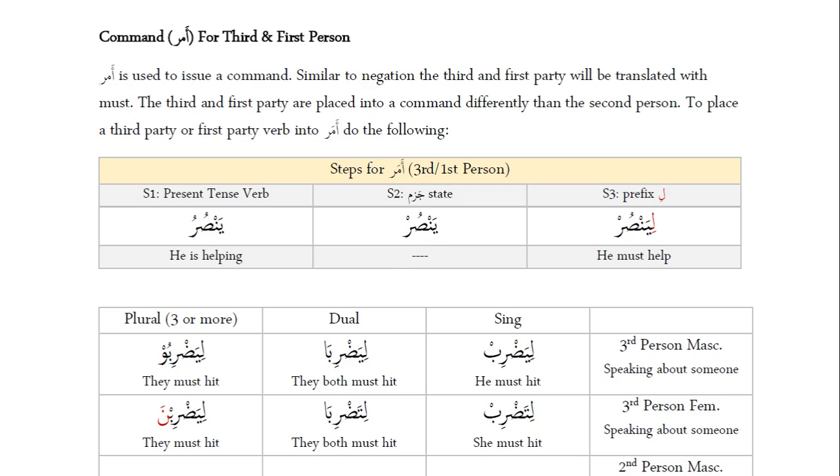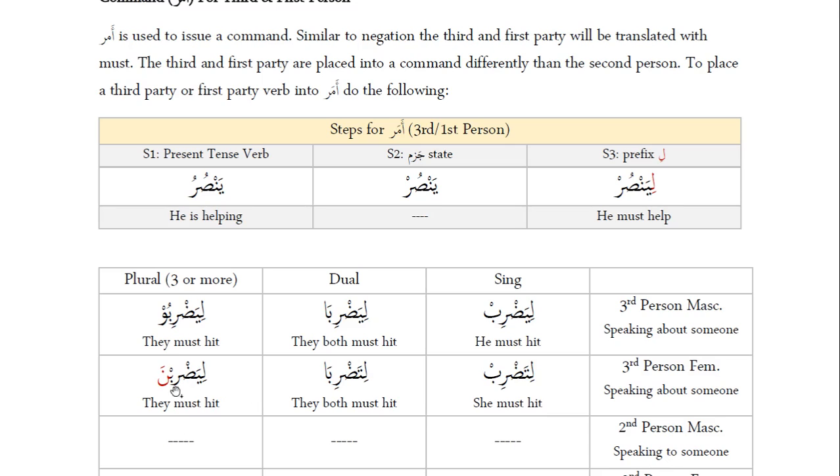In the dual case, you drop the noon. And in the plural case, you drop the noon, all except for the plural women. Right? And you can see that here on the chart below, right? So, noon dropped, plural women still there, noon dropped, sukoon, sukoon, right? And then for step 3, you prefix a li to it, right? So it becomes liyansur, and now it will mean he must help. One thing that you want to keep in mind is that this only applies to the third and first person. Rather, second person will be treated differently, and we'll look at that below.